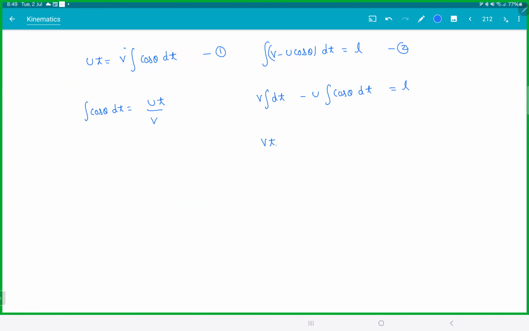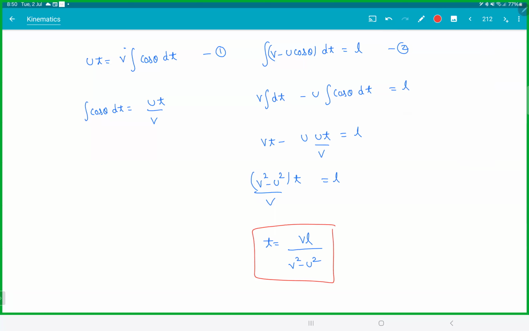Take this and substitute here. There's no need to integrate here. This will be vt minus u times ut by v is equal to L. So v square minus u square into t by v is equal to L. We get time is equal to vL by v square minus u square. This is the time when the dog catches the cat. This is how you do this problem.